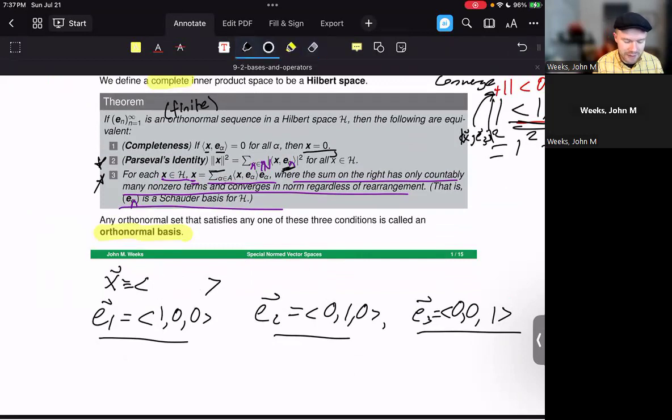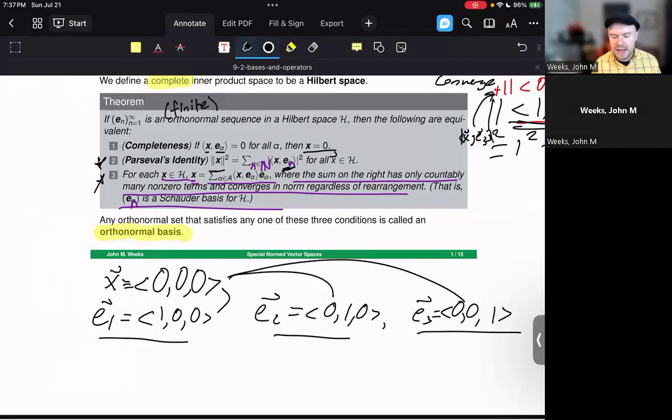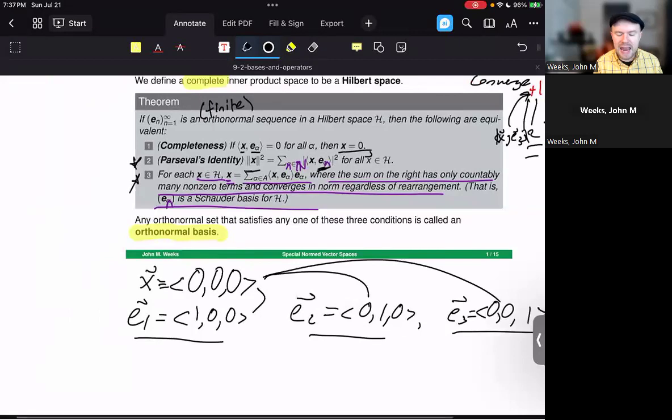But that's not true of the vector 0, 0, 0. Its inner product with respect to any of these three vectors would be equal to 0. Now, condition 1 is a little bit stronger than just saying that the inner product of the vector x with any of the vectors inside of this set is equal to 0. It wants to say something stronger. It says that the vector x equals the 0 vector is the only one that can have this property.